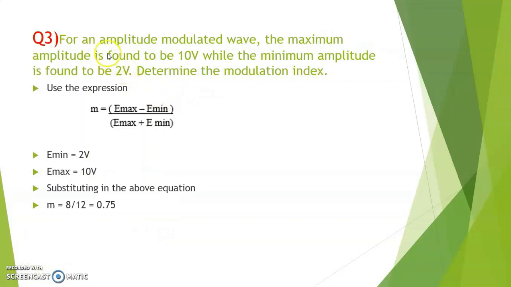The last problem on this topic. For an amplitude modulated wave, the maximum amplitude is found to be 10 volt while the minimum amplitude is found to be 2 volt. You are asked to determine the modulation index. So we know that there is an alternate expression for M given by Emax minus Emin by Emax plus Emin. So if you substitute the values Emin equal to 2 volt and Emax given as 10 volt, then you will get it as M is equal to 0.75.